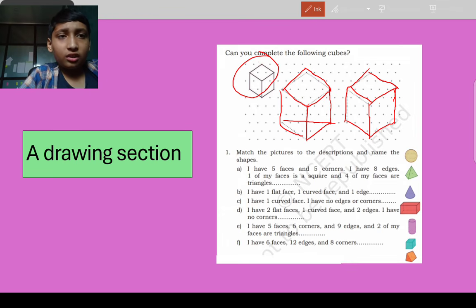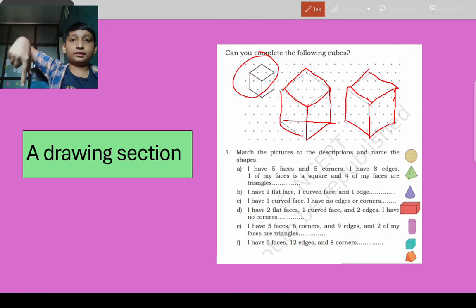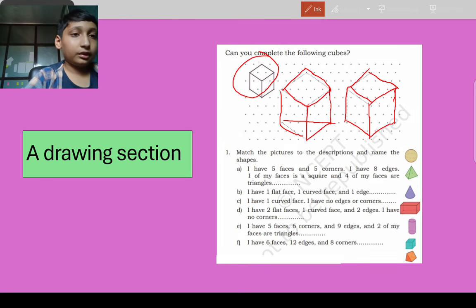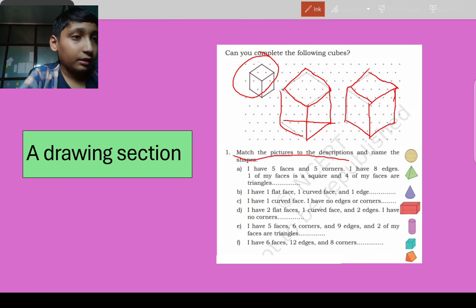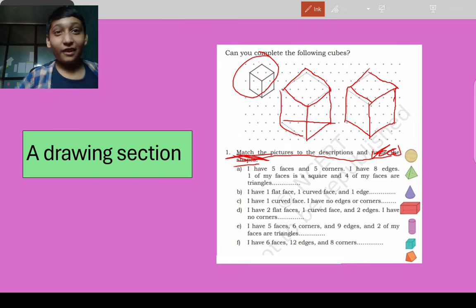Now this is not in the viewer section, but I'm still giving it to you. Write the spellings of these names in the comments. I'll just write you the answer. Firstly, match the pictures to descriptions and name the shapes. I'll not name the shapes because that's boring. This is a fun educational channel and not a boring one.